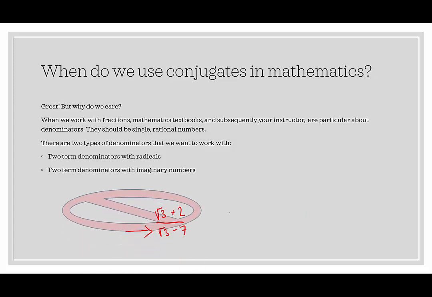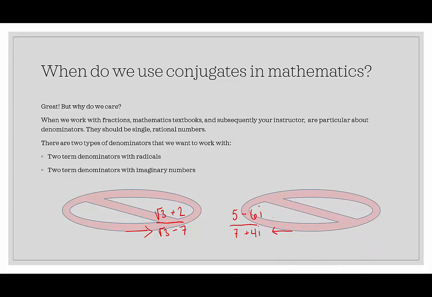So if we have something like, see, no good. Look at that, it just popped up. If we have 5 minus 6i divided by 7 plus 4i. This denominator, no good. We can't really get an idea of what this number is because we have a complex denominator. So that one's also not great. What can we do about it?